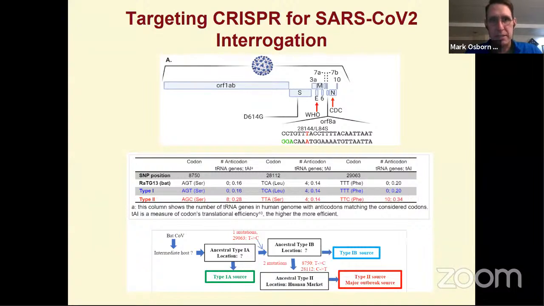Important constituents of this are shown with the red arrows. Those are the sites that the World Health Organization or the Centers for Disease Control, respectively, have their target for quantitative RT-PCR. That's where their tests analyze and detect the SARS-CoV-2 genome.